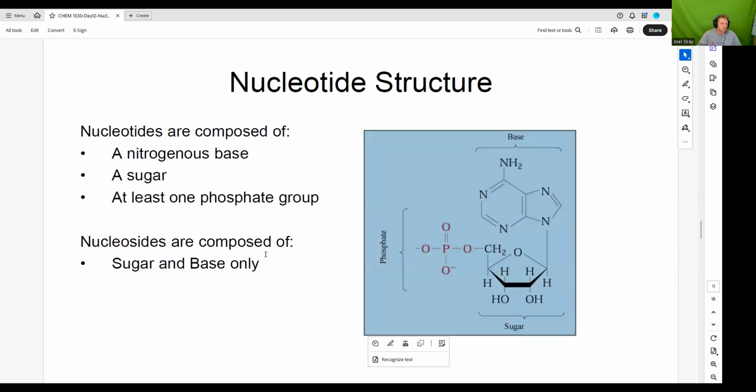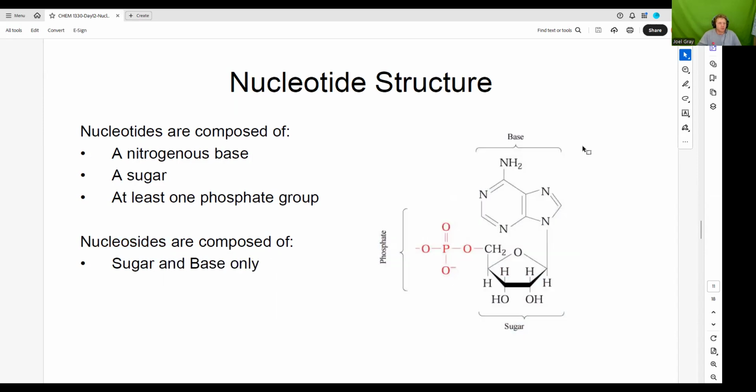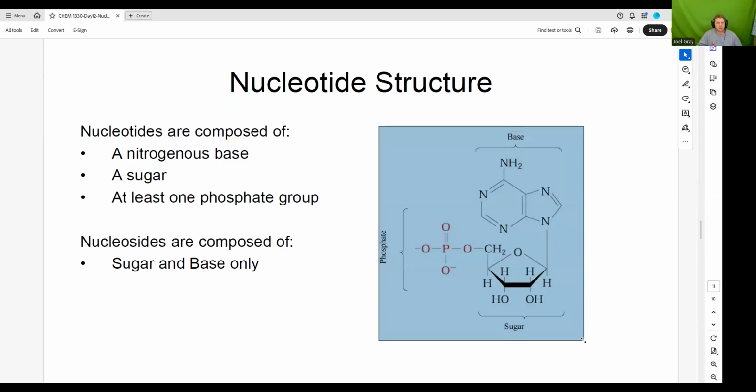So this molecule shown on the right-hand side of our screen is showing the building blocks: a nitrogenous base, a phosphate, and a sugar. So if I were to give you this molecule and ask what I just highlighted, a nucleotide or a nucleoside, your answer would be a nucleotide.